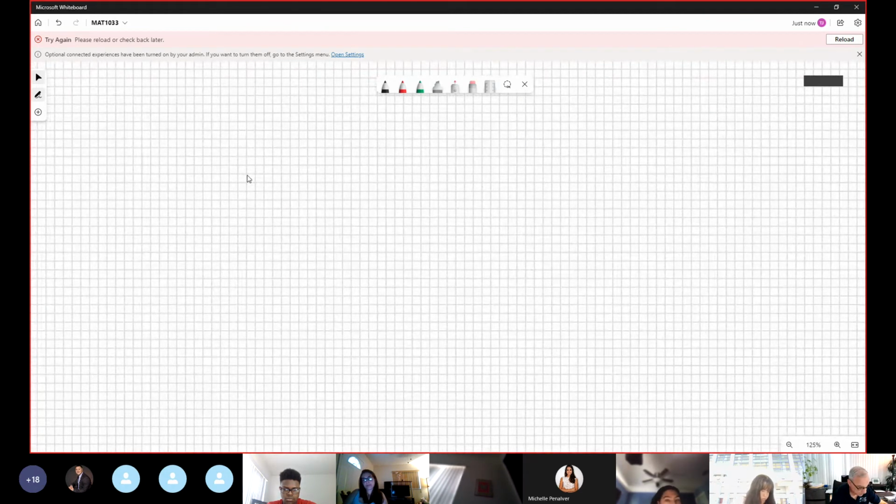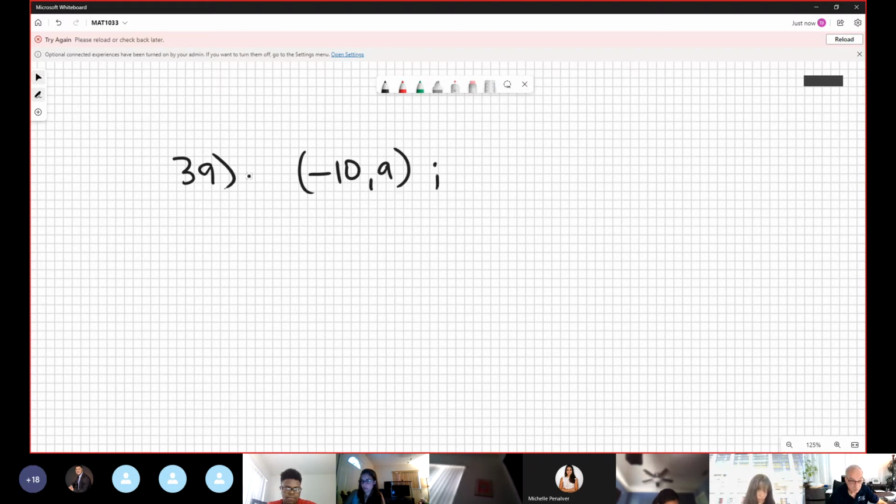Okay, now 39. Problem 39: the given point is negative 10, 9, and the equation is 2x minus 5y equals minus 7. This is the given point, and this is the given line.